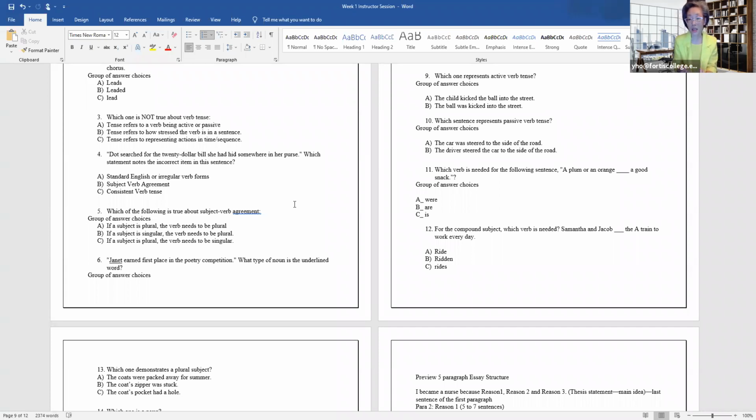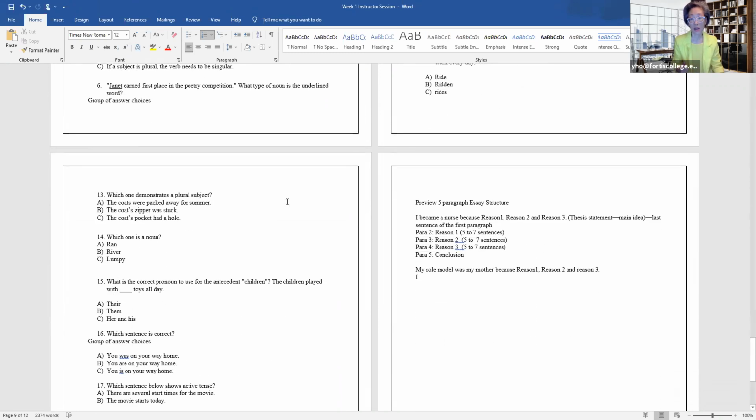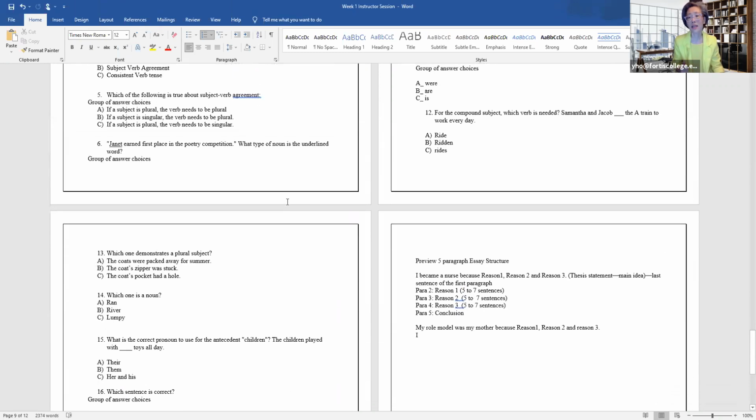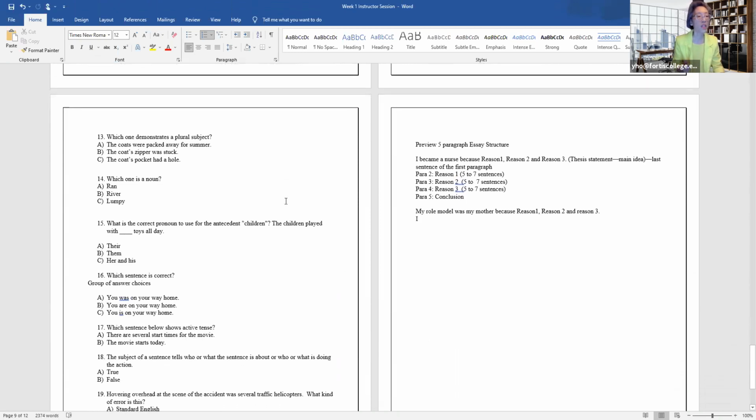Samantha and Jacob. That is and makes it plural, so it becomes a. Samantha and Jacob ride the A train. Okay, so he rides. Did I do that wrong again? Yeah, no, I didn't. Which one demonstrates a plural subject? The coats were packed. A. So apostrophe S is when you have possessive. And then no apostrophe S is when you have plural.